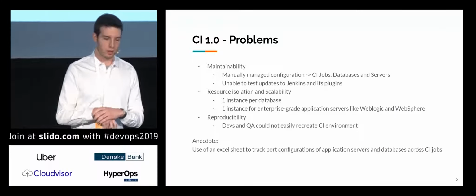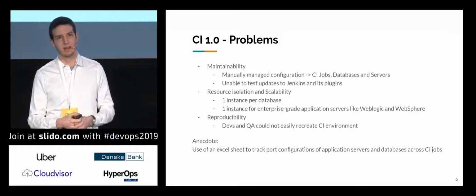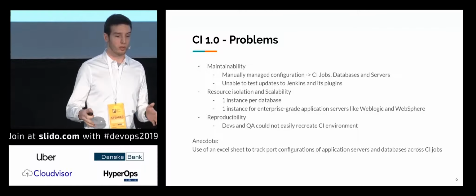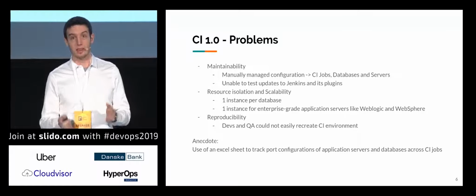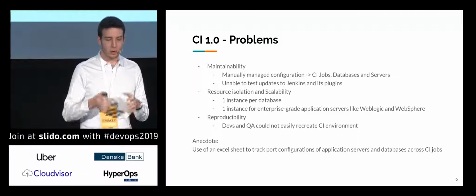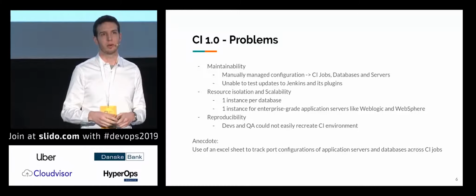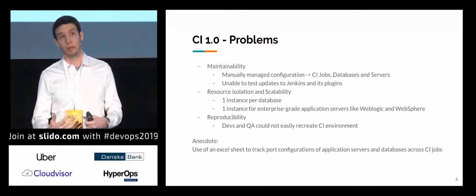What problems did CI1 have? The main problem was maintainability. Again, jobs were managed manually, configuration was managed manually, and all the environments were managed manually. Resource isolation was still an issue. In the end, you always had one instance per database, so one virtual machine per possible environment, and reproducibility became more and more of a problem in this case.